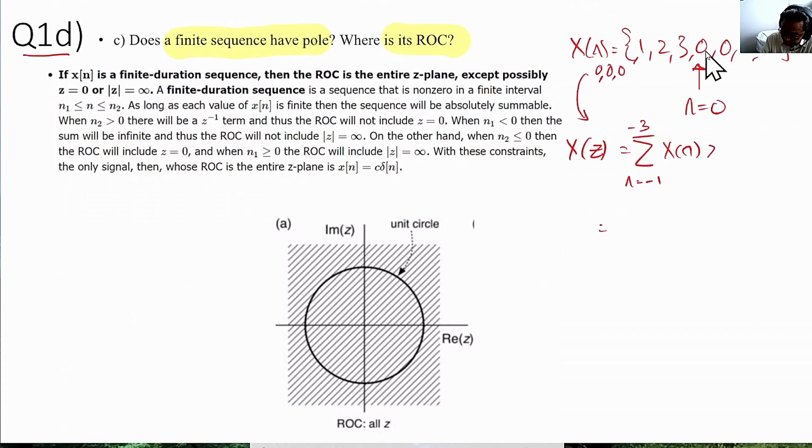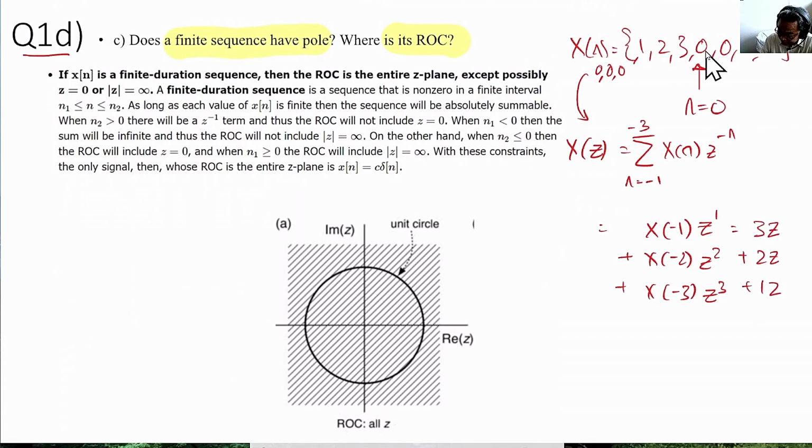So therefore, we now have x[-1] times z^1 plus x[-2] times z^2 plus x[-3] times z^3. And this is 3z plus 2z squared plus 1z cubed. So this is the answer of X(z).